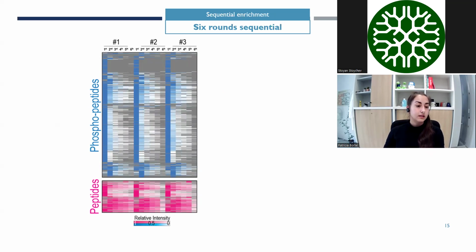So here you can see in each column one replicate. And we observed that the phosphopeptide species that were enriched in more than one round were those that were rather highly abundant, which explains why they are still present in the rather late rounds of the enrichment.